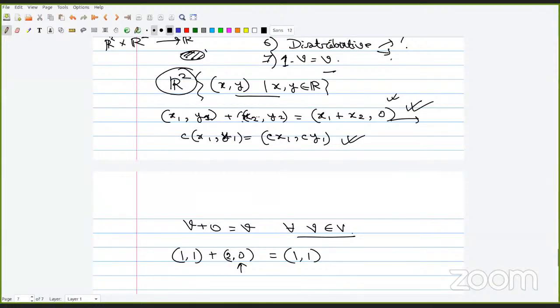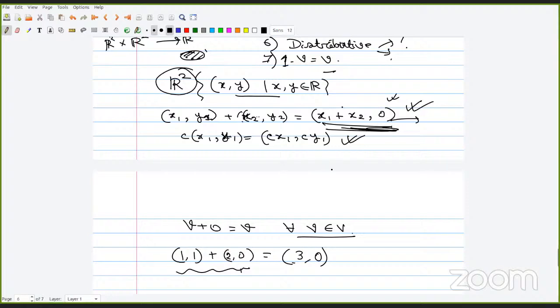(3, 0). Why (2, 0)? Where did that come from? What is this addition, (1, 1) plus (2, 0)? (3, 1)? Is it (3, 1)? No, addition gives (3, 0). It should be (3, 0). Someone please mute your mic. So what is (1, 1) plus (2, 0)? (3, 1), sir? (3, 0), from the definition.